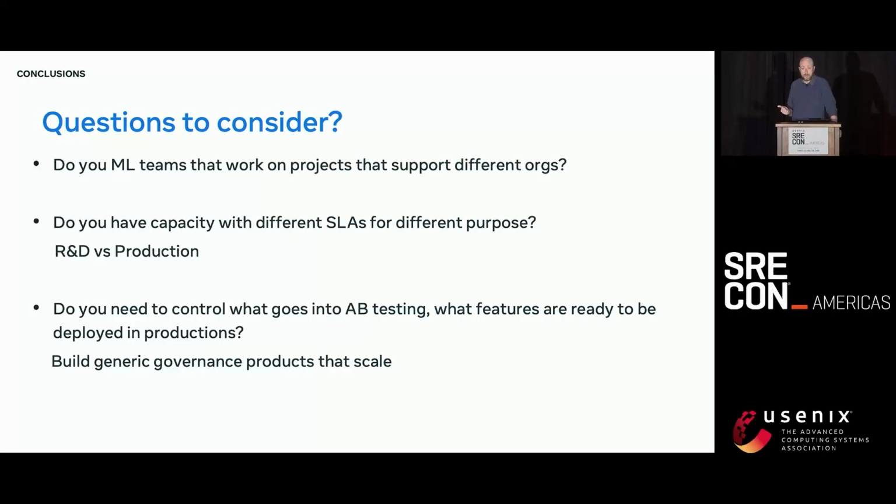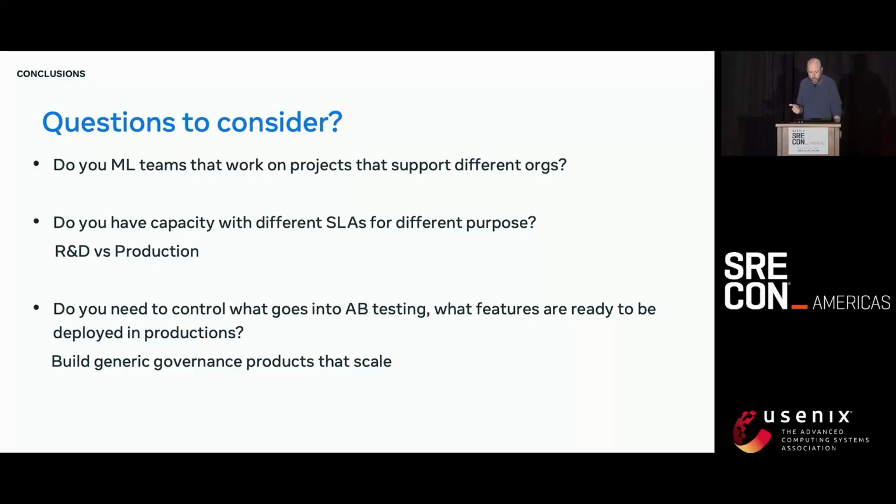In a world where you might be spread over multiple regions, if you were to lose one of those, do you have the observability to be able to redirect resources rapidly between R&D and production so that you can continue to serve when you need to?